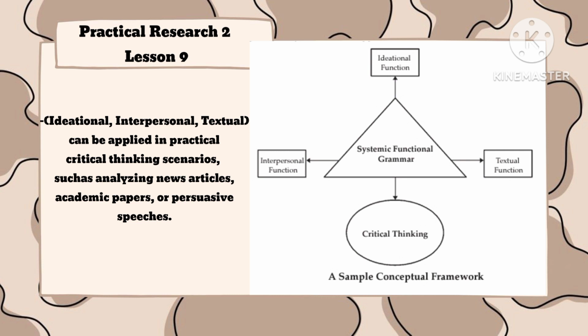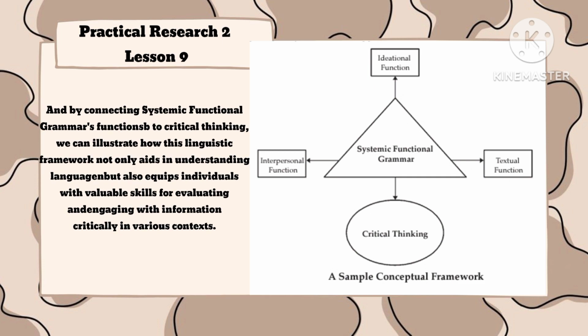Ideational, interpersonal, and textual functions can be applied in practical critical thinking scenarios such as analyzing news articles, academic papers, or persuasive speeches. And by connecting systemic functional grammar's functions to critical thinking, we can illustrate how this linguistic framework not only aids in understanding language but also equips individuals with valuable skills for evaluating and engaging with information critically in various contexts.